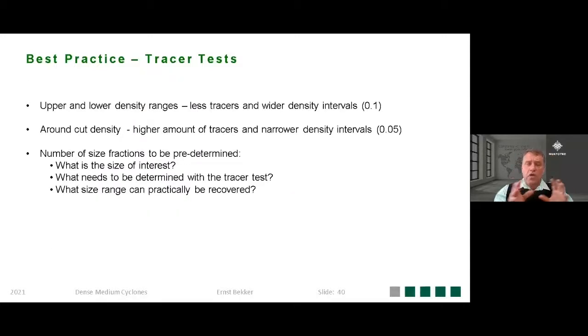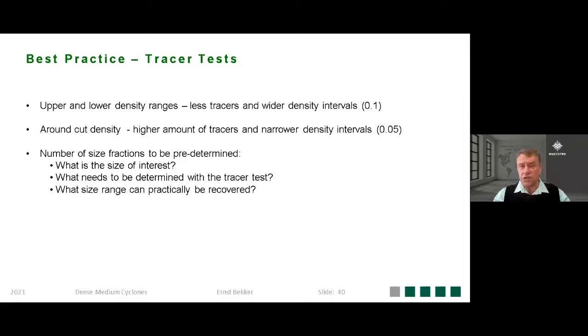When you are looking at the amount of tracers, that's where one of the question marks comes in: how many tracers do we use? Now, a guideline is when you're looking at the areas of your upper and lower density ranges, look at 0.1 density intervals. But as you get closer to your cut density, those intervals need to be made smaller so that you can get more data to complete your partition curve.